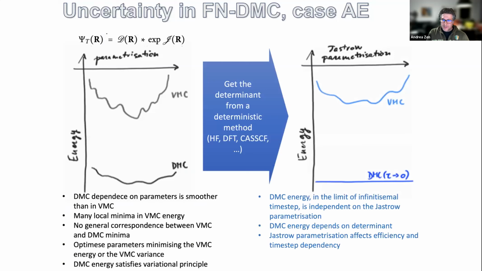Okay, I skip a little bit of details, but essentially what we want is that, independently of the Jastrow parameterization, if we have the same determinant with this scheme, we have the same diffusion Monte Carlo energy, at least in the limit of infinitesimal time step.